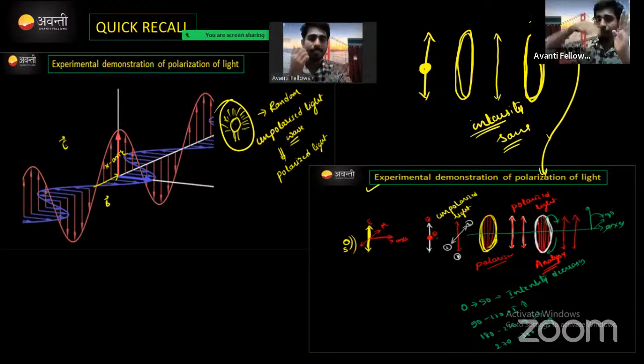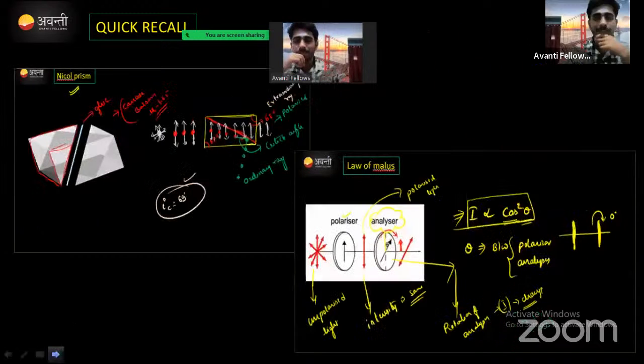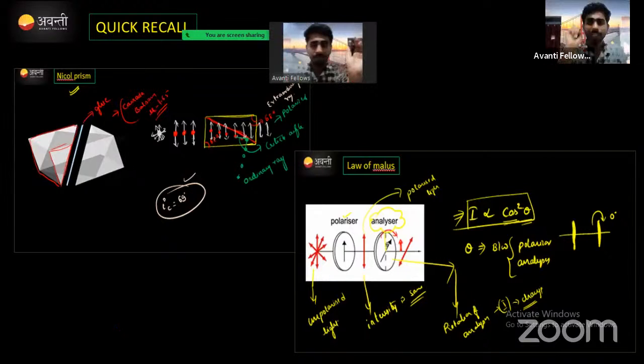Correct? Yesterday we talked about this, right? Then we discussed the device, that by using the tourmaline crystal we polarize the light. Correct na? The second thing is the Nicol prism. In this Nicol prism, what did we do? We polarized unpolarized light. Correct na? The process is different.